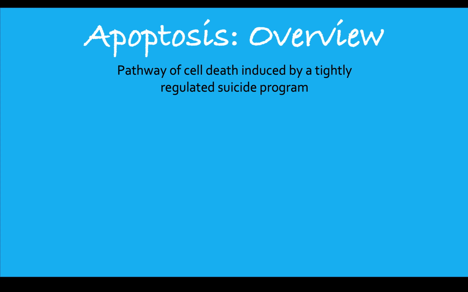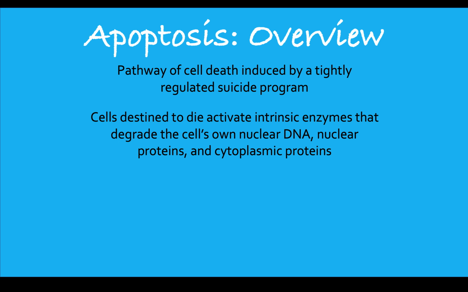So just a quick overview. Again, this is a pathway of cell death that is induced by a tightly regulated suicide program. This is sometimes called programmed cell death. Now, cells that are destined to die are going to activate intrinsic enzymes that are going to cause degradation of the cell's own parts. So the nuclear DNA, the nuclear proteins, and all the cytoplasmic proteins. And then as this happens, the cell is going to start to break up. And so it's going to essentially fall apart, but in a very controlled manner.